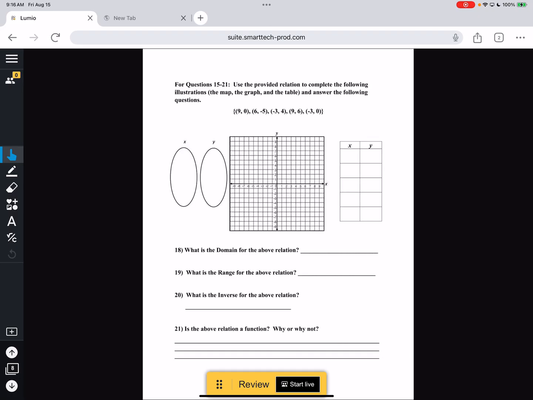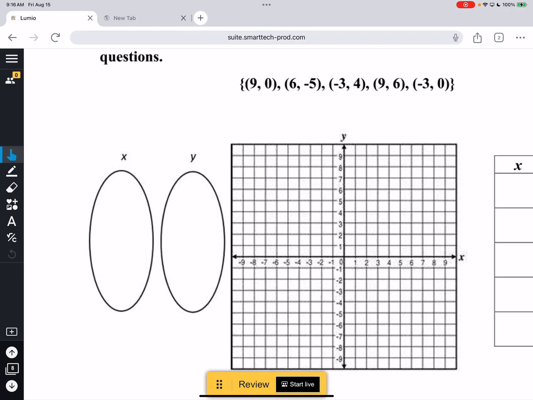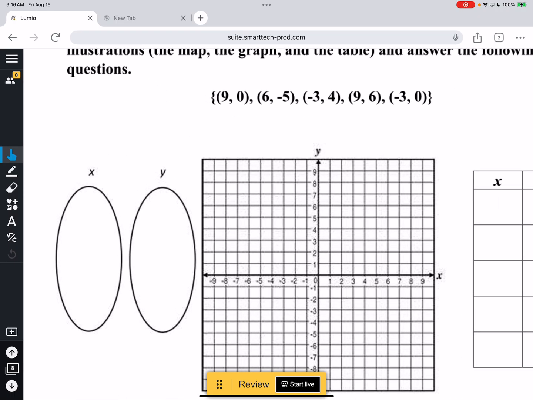And we have a set of ordered pairs. Anytime you have a set of ordered pairs, that's called a relation, because they're all going to belong on the same coordinate plane, hanging out together. So you've been told to make a map, a graph, and then the table. The mapping is your X and Y circles over here.